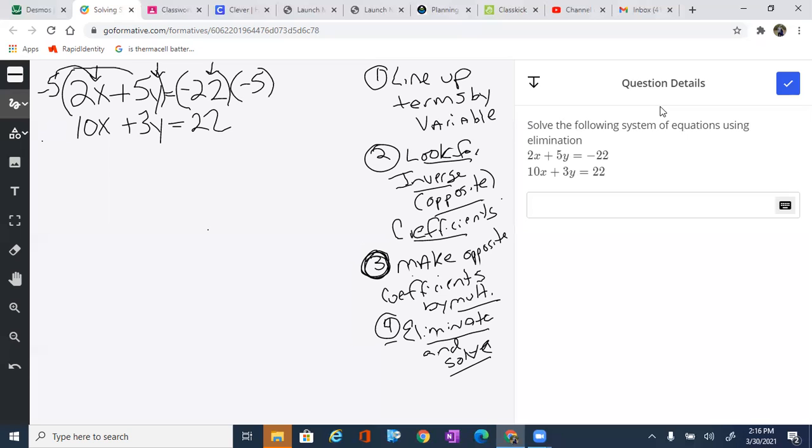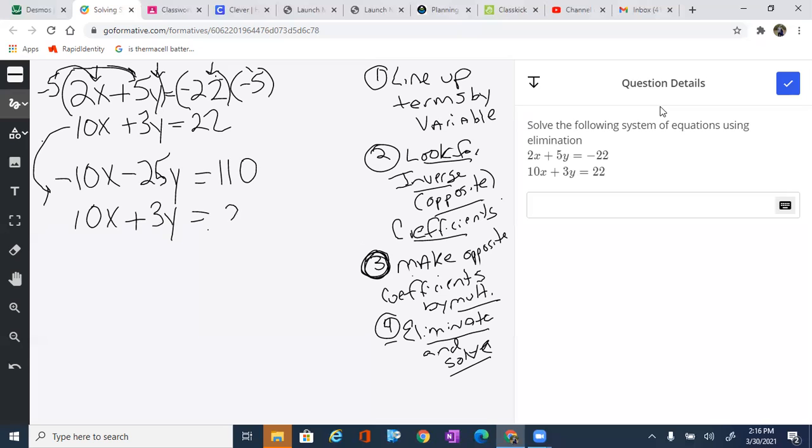So now check it out. I'm going to distribute that -5 into both of those. So that gives me -5 times 2, which is -10x. -5 times 5 is -25y, equals -22 times -5, which is 110. And then once I've done that, I'm going to just write the second equation as it is, directly underneath.